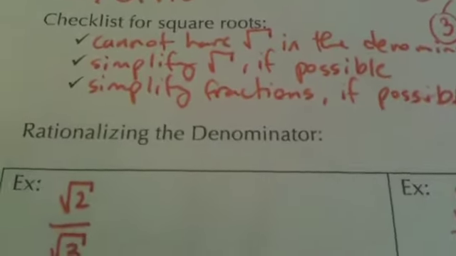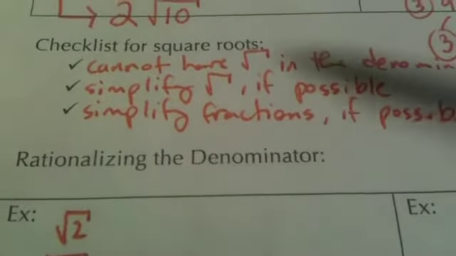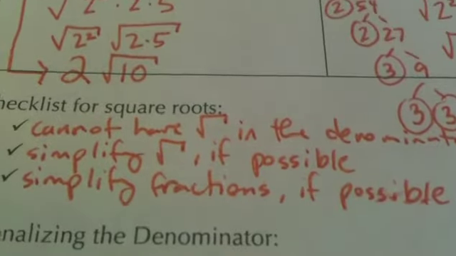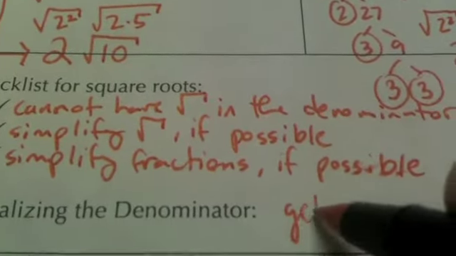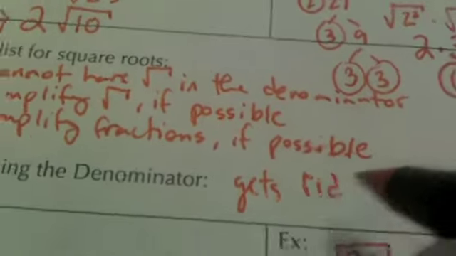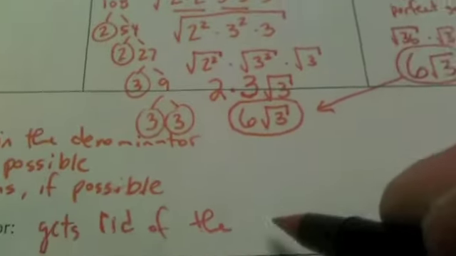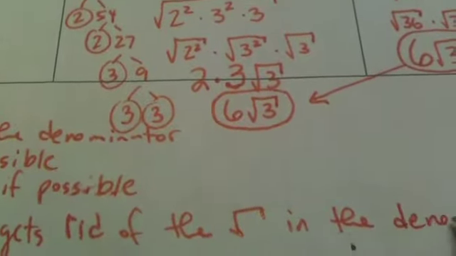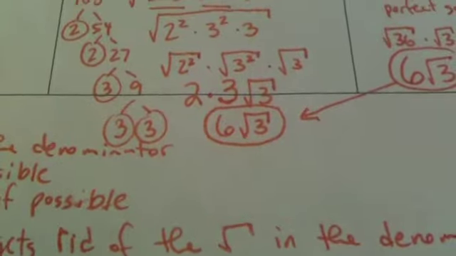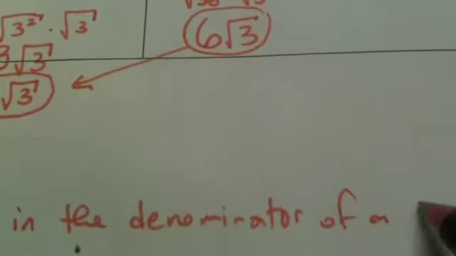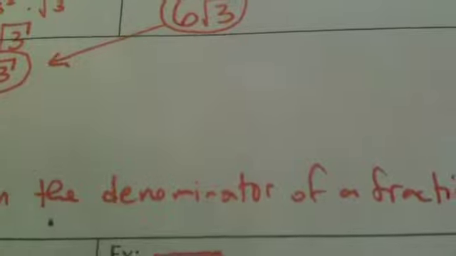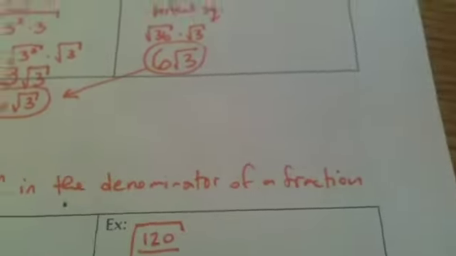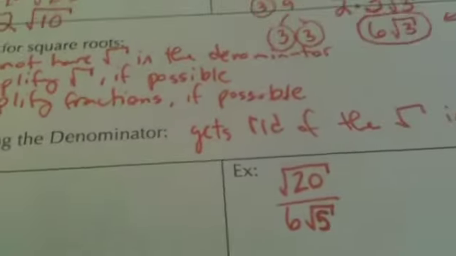What is rationalizing the denominator? Well, as I said, it gets rid of this first check. You cannot have square roots in the denominator, so what does it do? It gets rid of the square roots in the denominator of a fraction. Okay, so it gets rid of the square roots in the denominator of the fraction. Basically what you do is you're multiplying by a special count of 1.